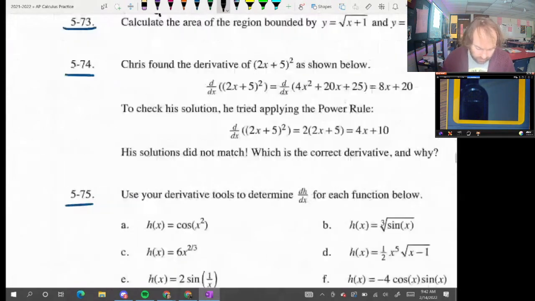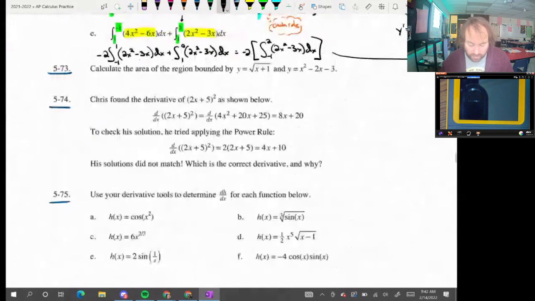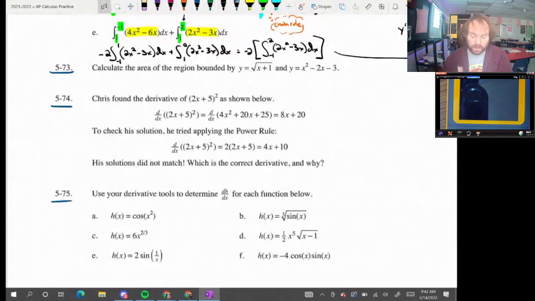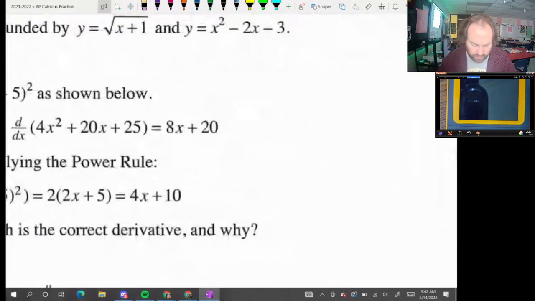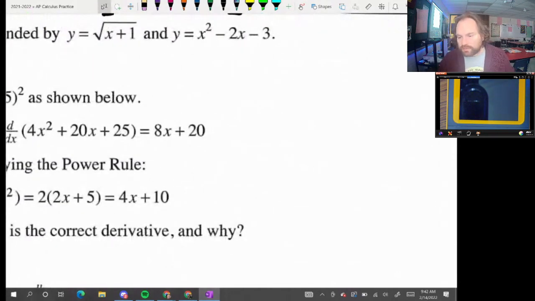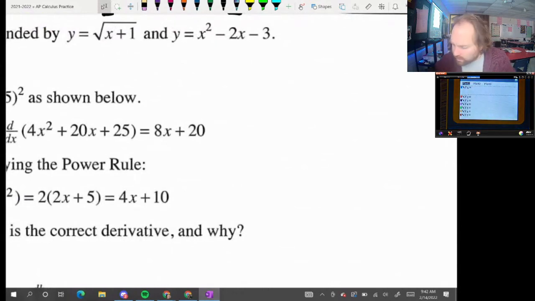Next question that I want to look at. 573, calculate the area of the region bounded by the square root of x plus 1 and x squared minus 2x minus 3. We're going to do the calculator for most of this problem. We're going to do this mostly on the calculator. Let's start by going into our y equals menu, and we're going to graph the square root of x plus 1 and x squared minus 2x minus 3.